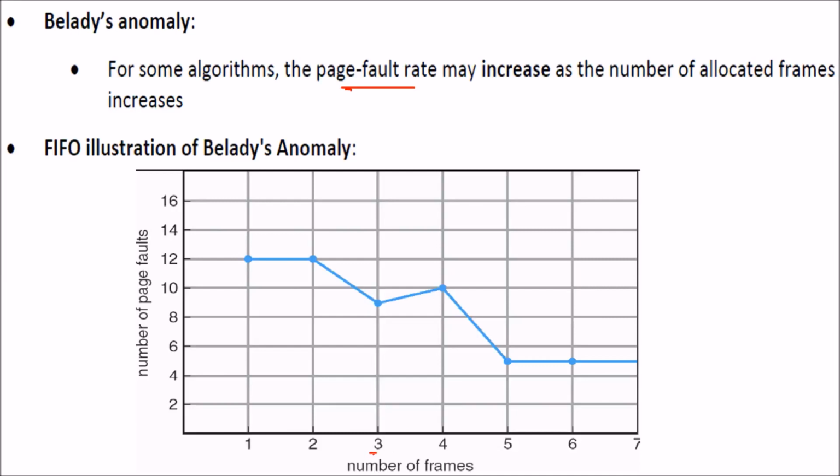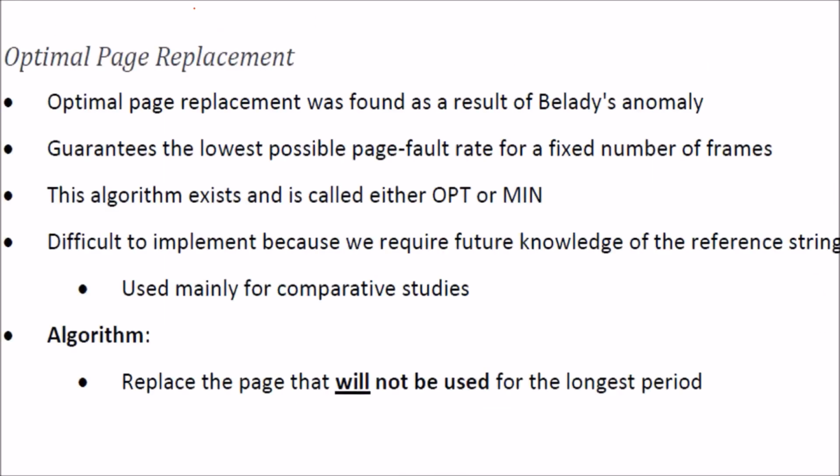When we increase the number of frames, here the number of page faults has increased. This is the number of page frames 3, and this is 4, so it has increased. This is called Belady's anomaly. Now we come to optimal page replacement.